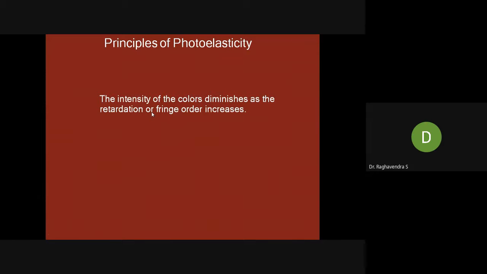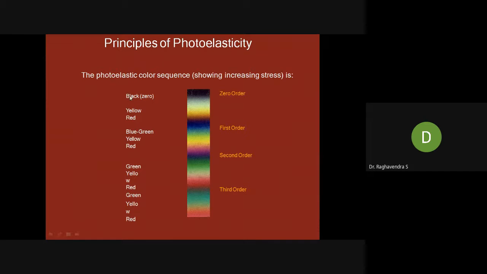The intensity of the color diminishes as the retardation of the fringe order increases. That's what happens when you move the analyzer closer to 90 degrees perpendicular: it diminishes. Diminution means you will get a black background. See, black background is 0, then yellow, red, first order, blue, green, yellow, red. This is first order. Green, yellow, red, green, second order. Green, yellow, red, third order.